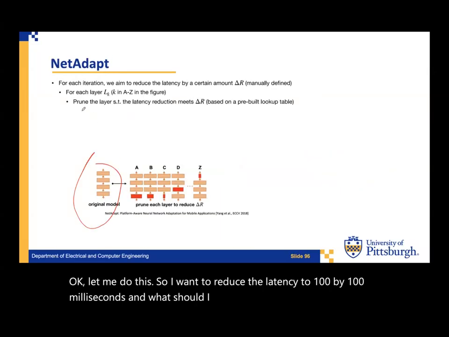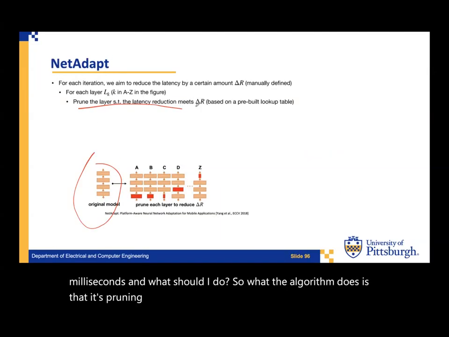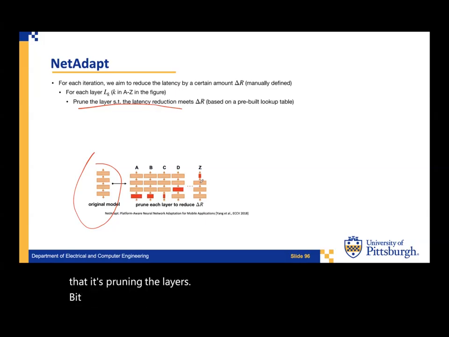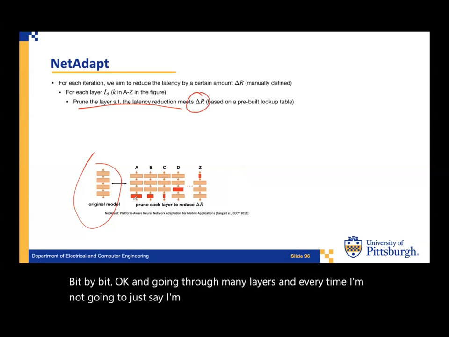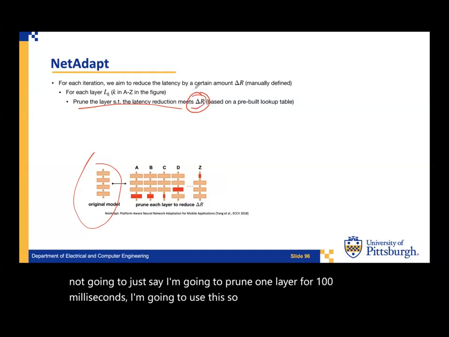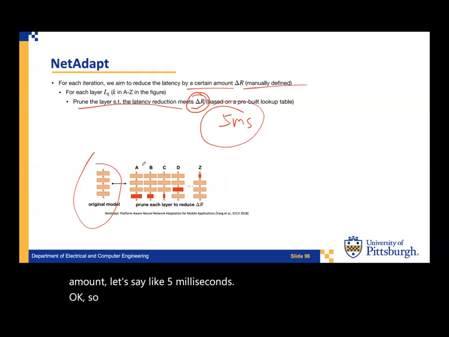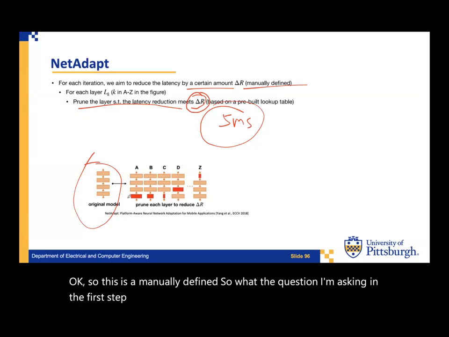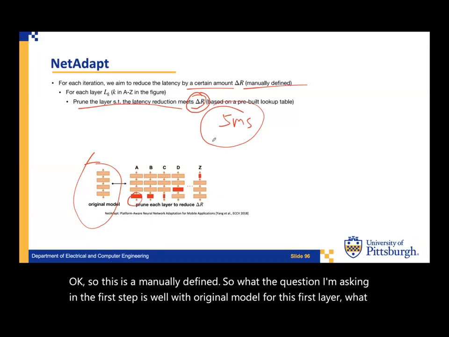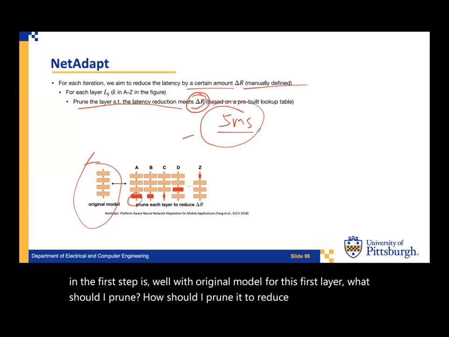The algorithm prunes the layers bit by bit, going through many layers. Every time, I'm not going to prune one layer for the full 100 milliseconds. I'm going to use a so-called delta R, a certain amount, let's say 5 milliseconds, which is manually defined. The question in the first step is: with the original model, for this first layer, how should I prune it to reduce the total latency by 5 milliseconds?